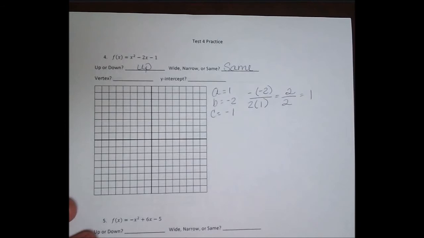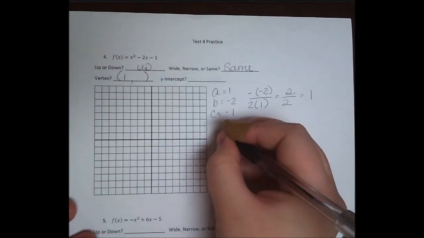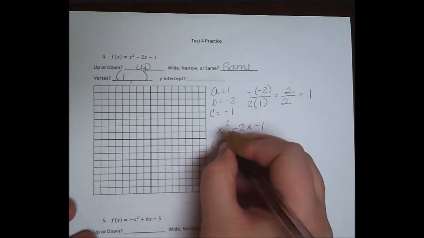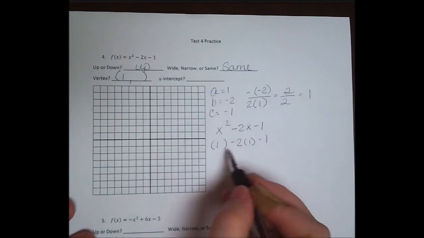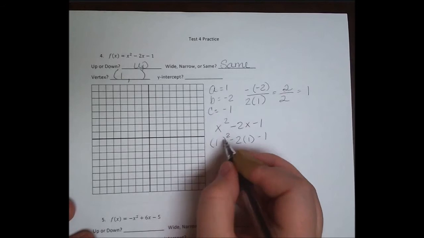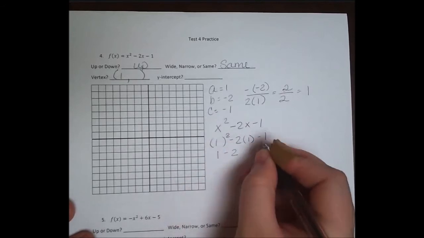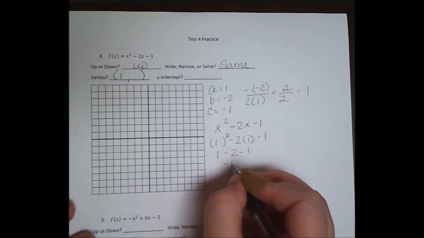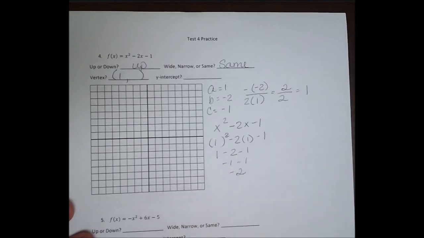Okay? Then we plug in that value into our original equation in order to get that y value. So 1 squared is 1. Negative 2 times 1 is negative 2, and then bring that negative 1 down. 1 minus 2 is negative 1. Negative 1 minus 1 is negative 2.